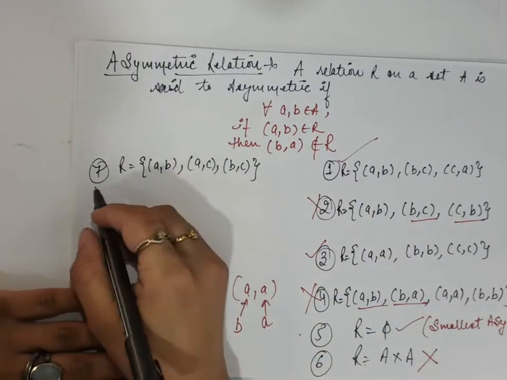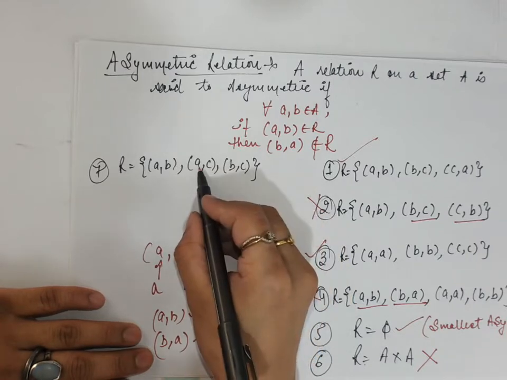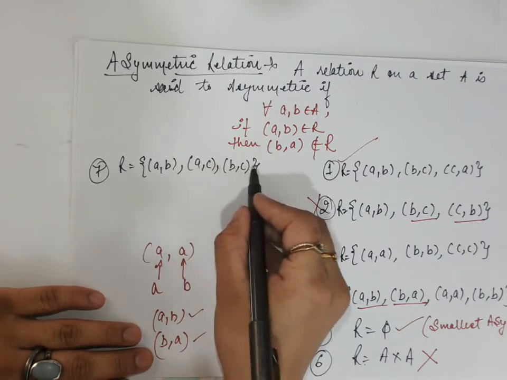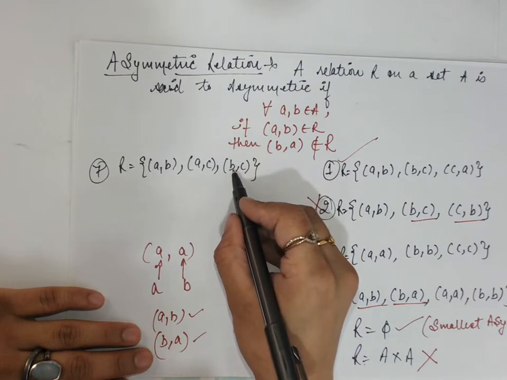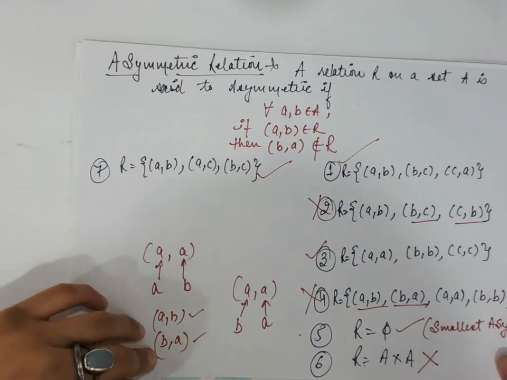Now check example number 7. R is equal to AB. Is BA present? No. Here AC. Is CA present? No. Last ordered pair is BC. Is CB present? No. Therefore, R7 is an asymmetric relation.